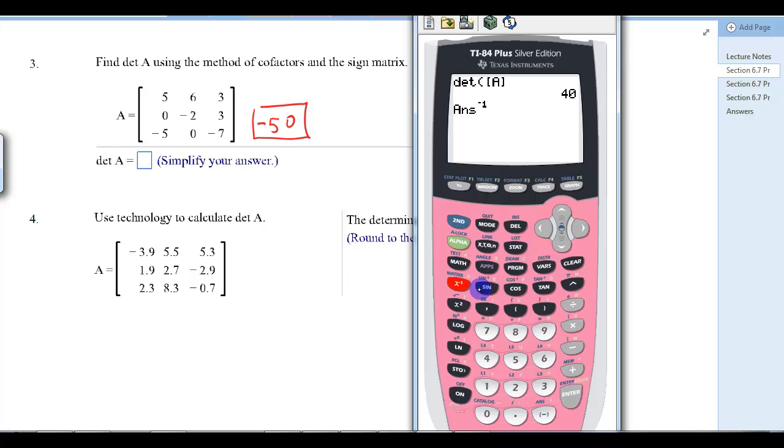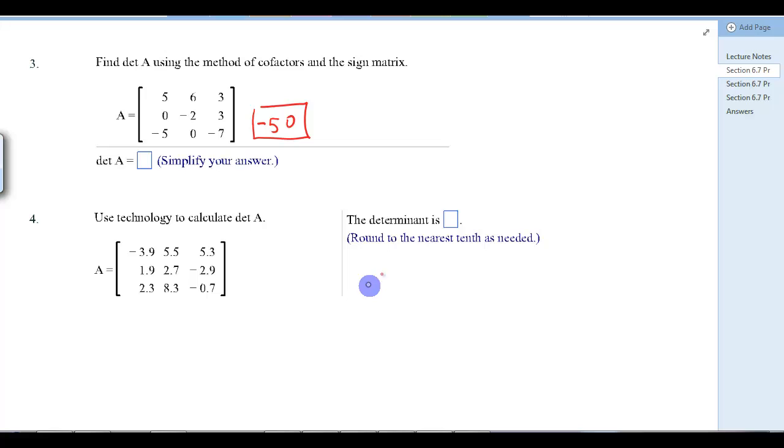second matrix, over to math, choose determinant. Oh, I've got all that business there, sorry. Second matrix, over to math, choose determinant, back in to get the name, A, and enter. And we have our answer rounded to the tenth, so negative 65.2.